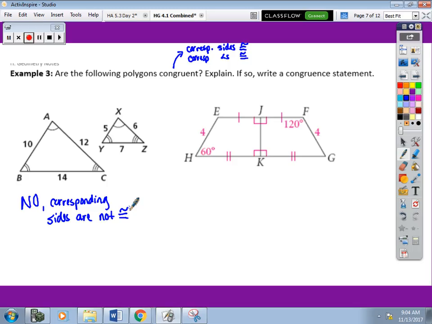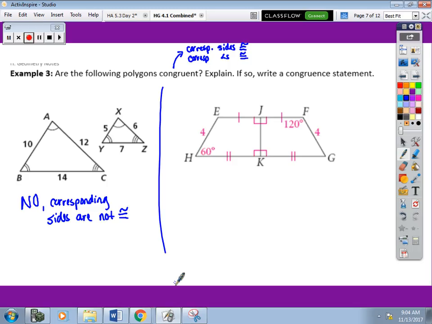And we'll talk about those later in the year. Similar figures are something that have the same shape but different sizes. And they have to be proportional. So like 10 divided by 2 is 5, 12 divided by 2 is 6, and 14 divided by 2 is 7. So the ratio is a 2-to-1 ratio of the two triangles. But you don't have to know that yet.